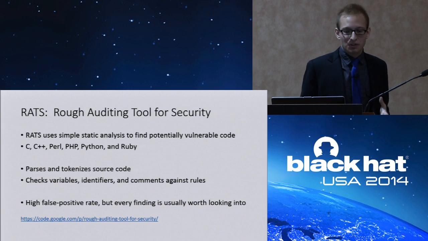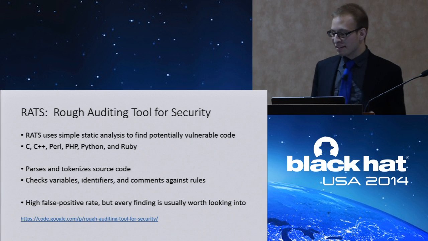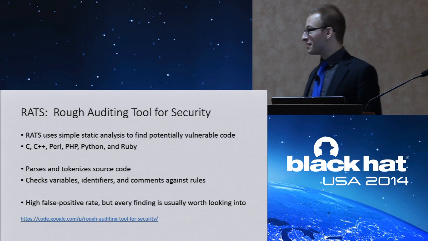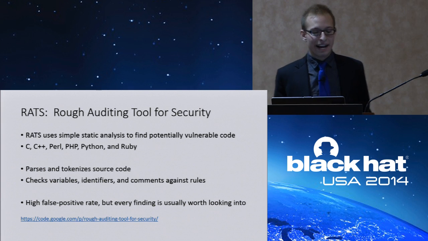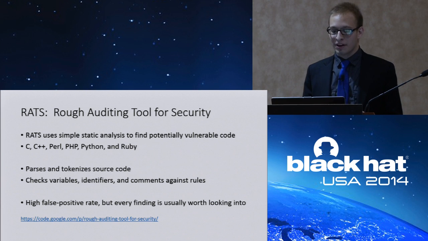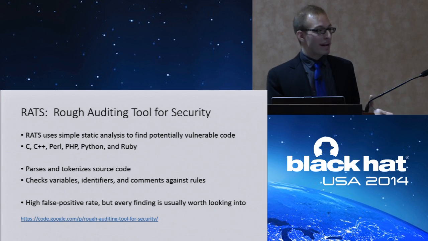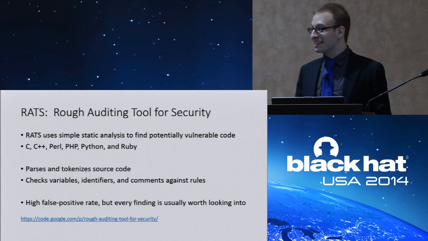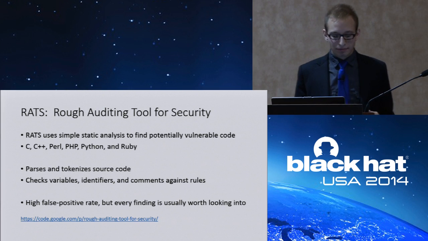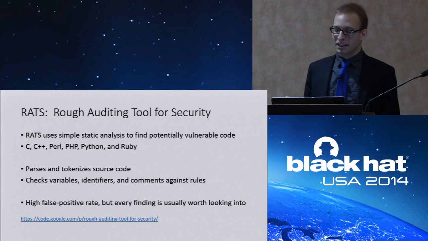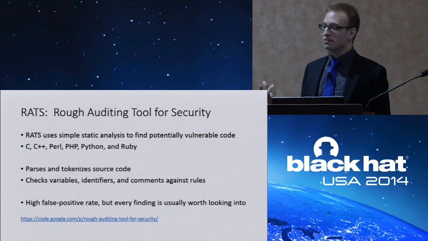I want to introduce a tool called RATS. You might remember RATS. I think it's over 15 years old at this point. RATS uses simple static analysis to find potentially vulnerable code. It analyzes C, C++, Perl, PHP, Python, and they're adding support for Ruby. The way RATS works is it parses and tokenizes source code, and it checks variables, identifiers, and comments against a set of rules that ships with RATS. It has a high false positive rate, but usually every finding is worth looking into because of its rule checking.